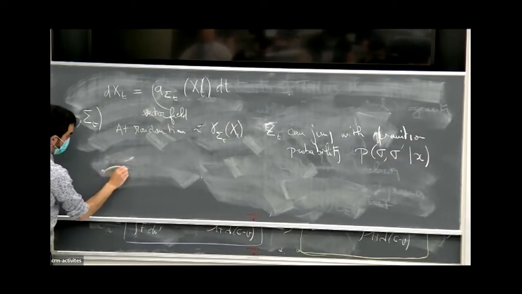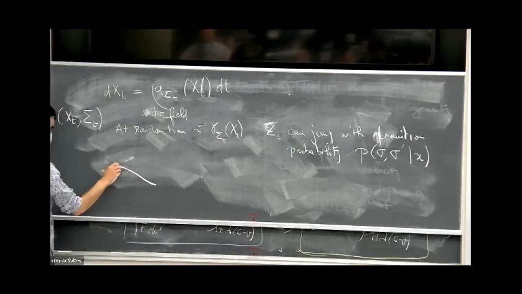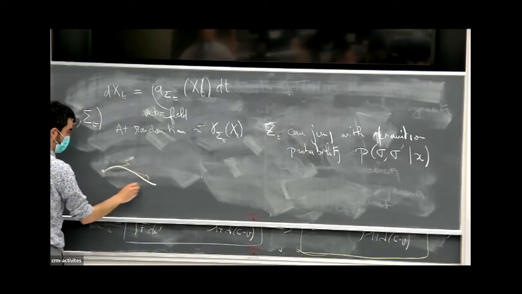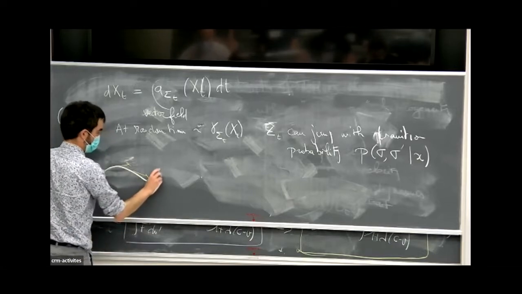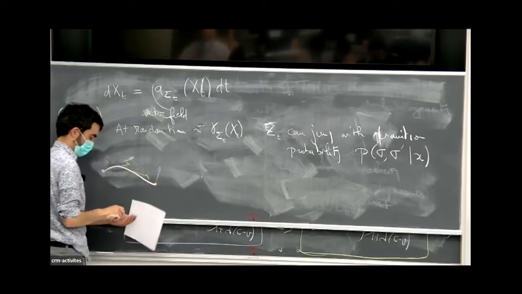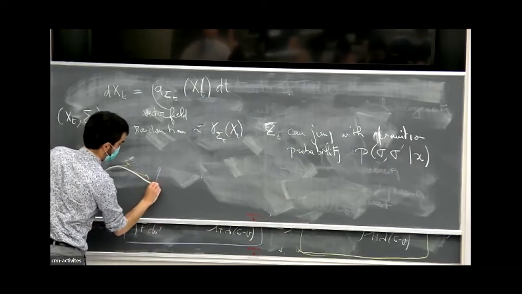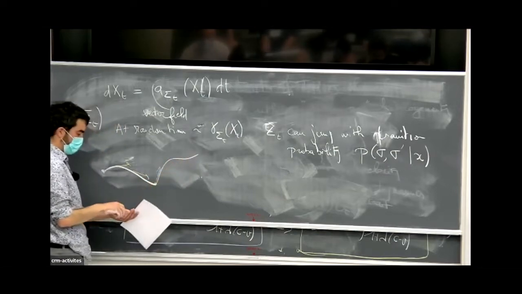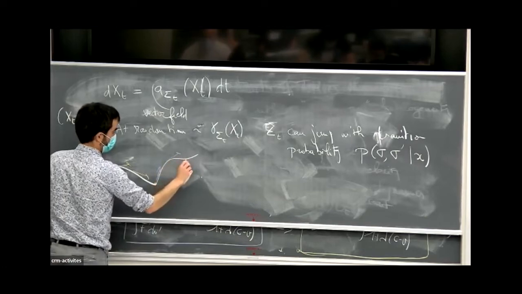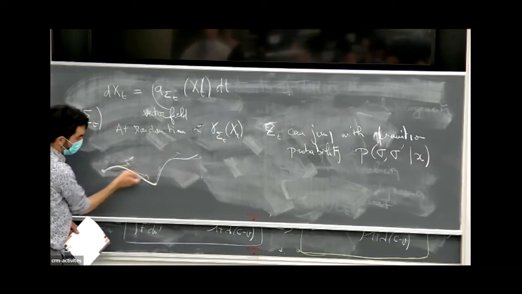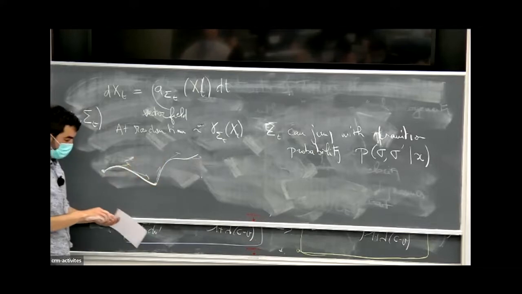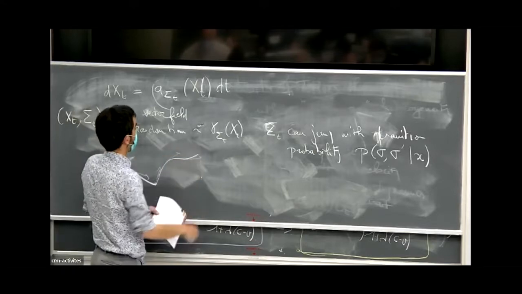You can move with some vector field like that, and at some point, you will change to another vector field. There is a C1 discontinuity here, because you suddenly change your vector field. Okay, and you can continue like that.